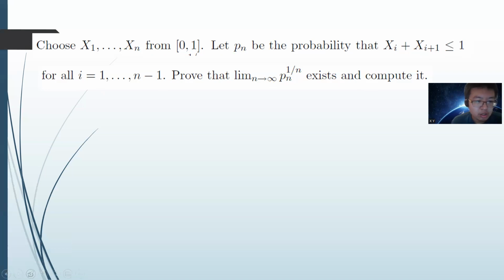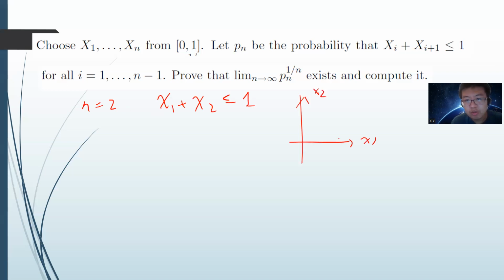So maybe the way we solve it is to start at n equals 2. It's very simple: we just say x1 + x2 is less than or equal to 1. It's simple geometry: x1 from 0 to 1, x2 from 0 to 1, with x1 + x2 less than or equal to 1. So the answer, let's call it P2, is a half.